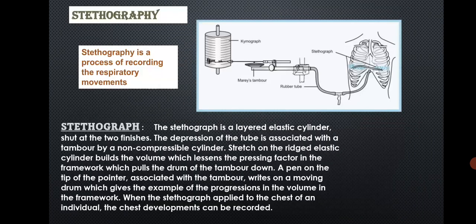Now you can see a procedure here, that is stethography. Stethography is basically a process of recording the respiratory movement, and for this process we require an instrument. That instrument is called a stethograph. It consists of corrugated canvas rubber tubing measuring approximately 6 cm long and 3 to 4 cm in diameter. It has two side clips and an open link chain. One end of the stethograph is closed while the other end is connected to the kymograph by pressure rubber tubing.